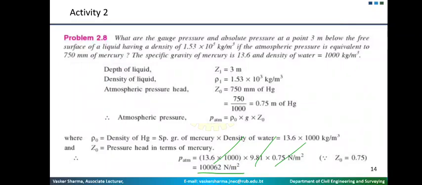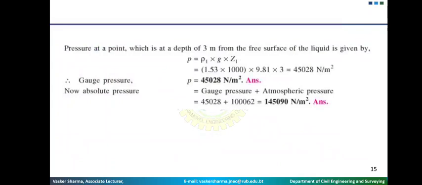Now, once we calculate the atmospheric pressure, because your absolute pressure and gauge pressure are with respect to atmospheric pressure, we always need to calculate the atmospheric pressure first. Only once you have calculated it can you calculate the gauge pressure and the absolute pressure.